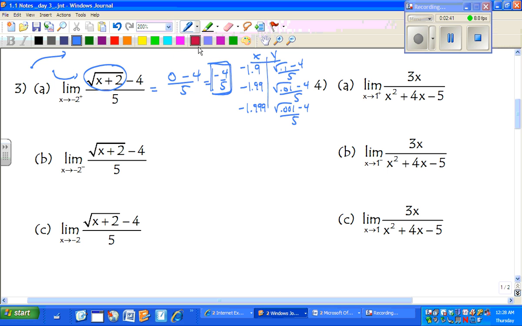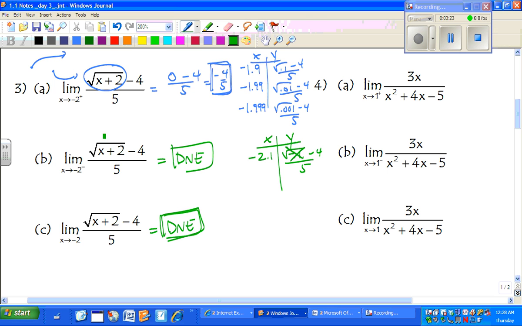So let's take a look at part B. For this, as x approaches -2 from the left, like the same thing as before, -2.1, we end up with a square root of -0.1 minus 4 over 5. We can't have this, so the limit does not exist. And that's kind of this situation where I was just talking about. From the right, it's approaching a point, but from the left, it's not part of the domain, so it can't be approaching anything. So our limit here does not exist.